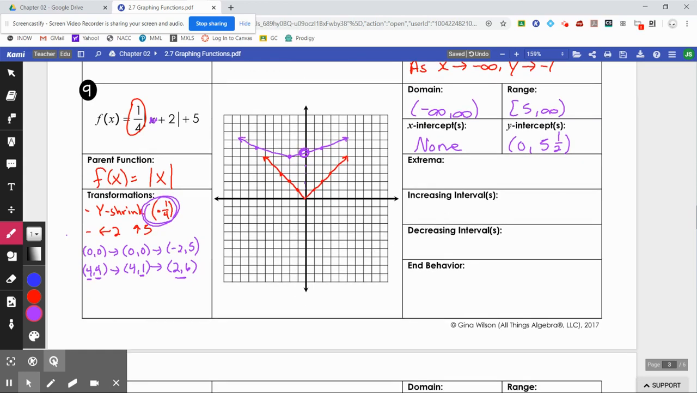My extrema, I do have an absolute minimum at a vertex, and that's going to be, again, located at -2, 5, and I'm going to put that that is an absolute minimum.